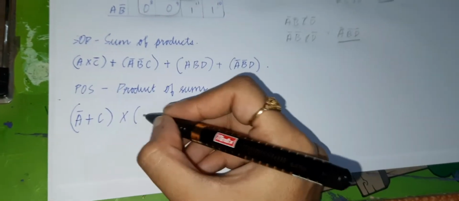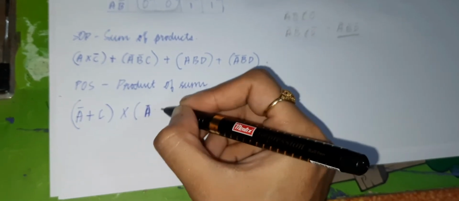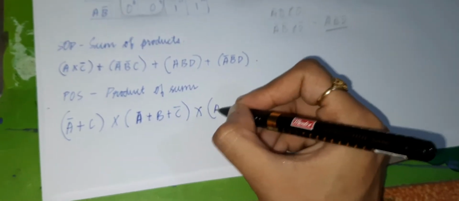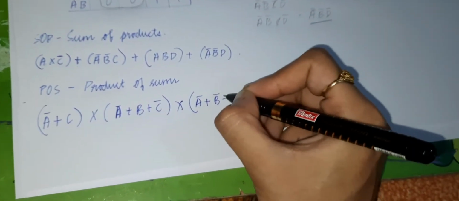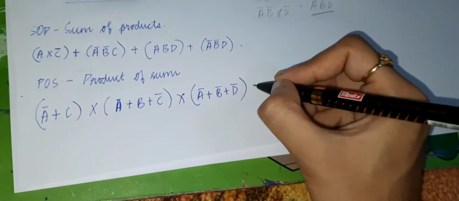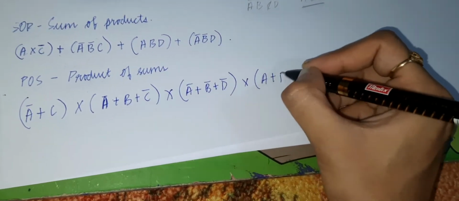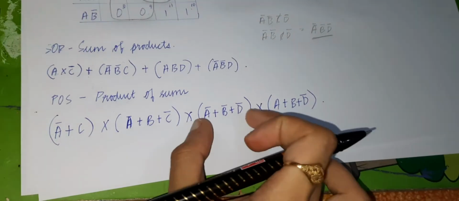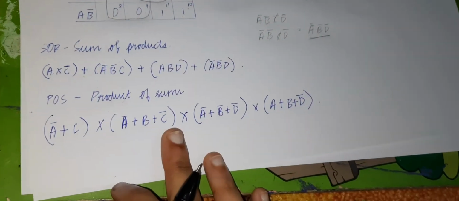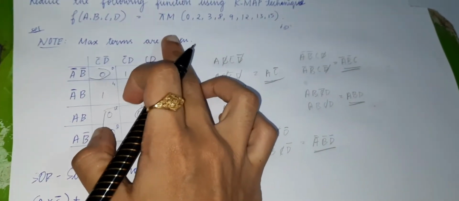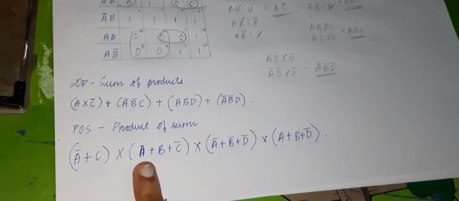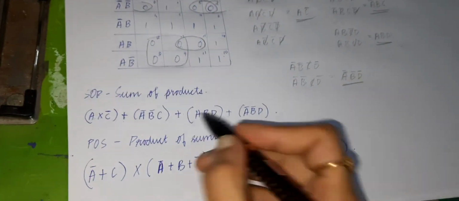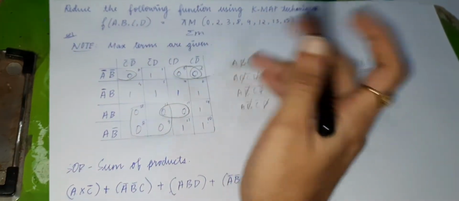Similarly, the next one, that is A bar, B bar, C becomes A plus B plus C bar, into A bar plus B bar plus D bar, into A plus B plus D bar. Product of sums. So this is the final answer. As they have given the maxterms in the question, you must convert into the product of sums. If they have given the minterms, there is no need of converting it into the POS. This will be the final answer if they have given the minterms in the question.